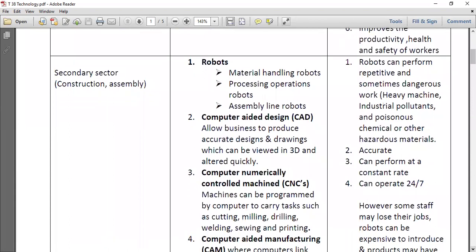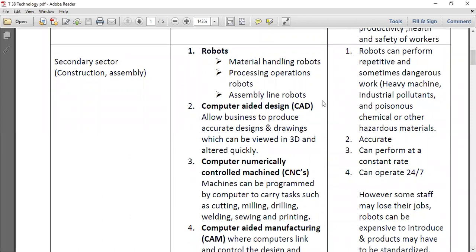And also we talk about the use of technology in the secondary sector, the construction and assembly. In the construction and assembly, we talk especially about the use of robots in the construction industry and manufacturing industries. There are three categories of robots: material handling robots, process operation robots, and also assembly line robots.